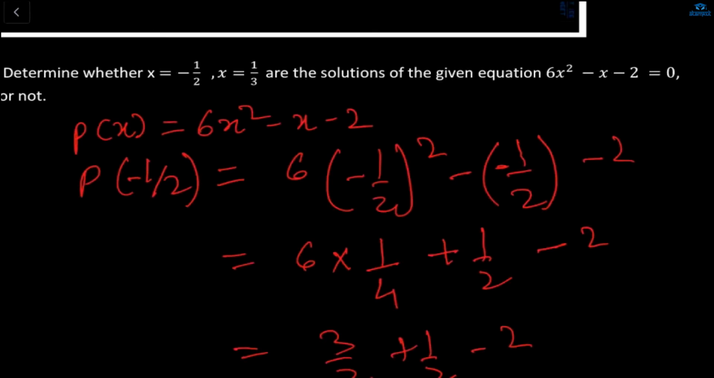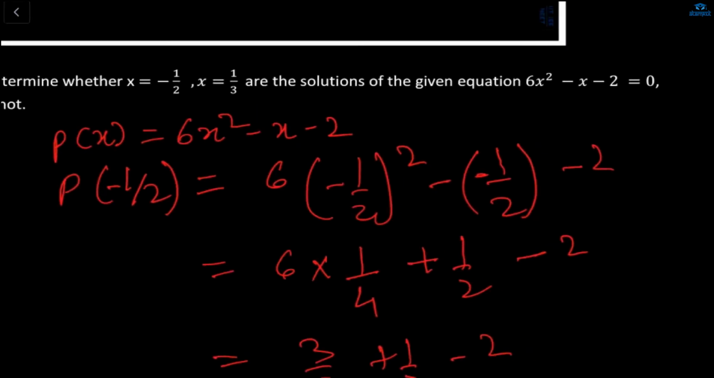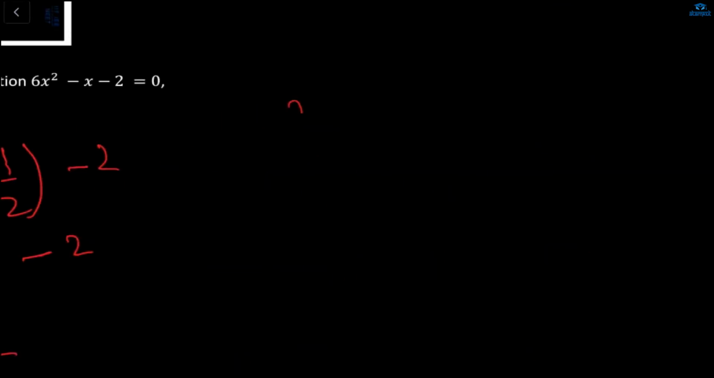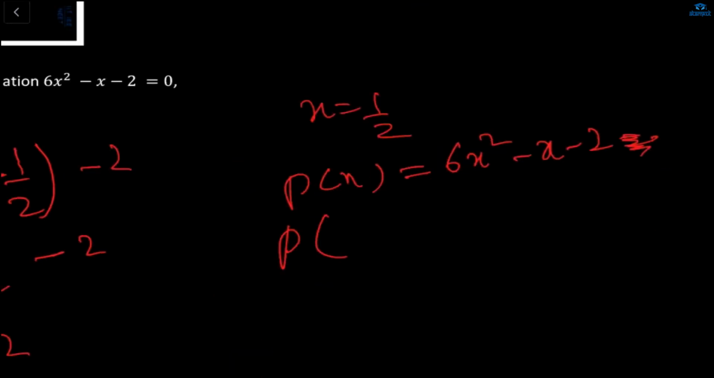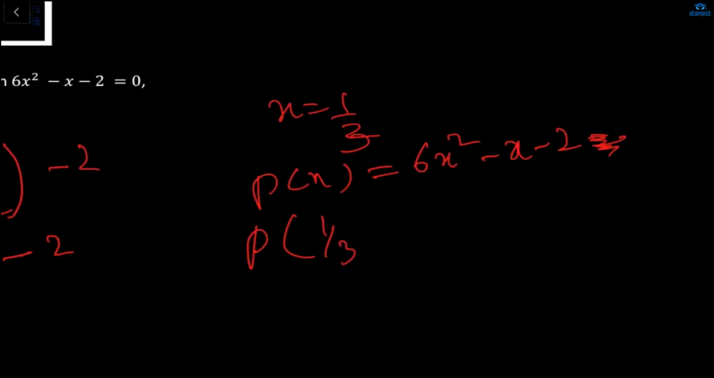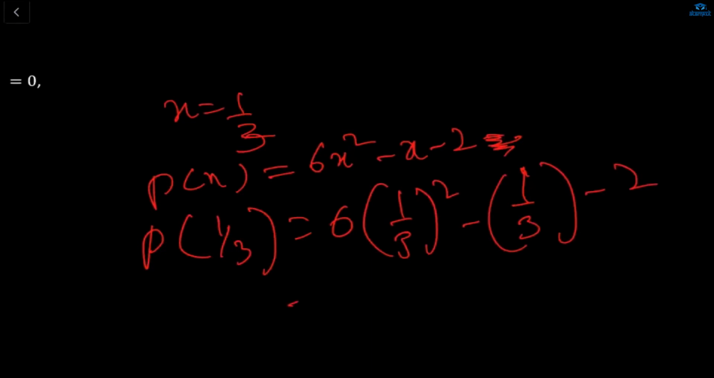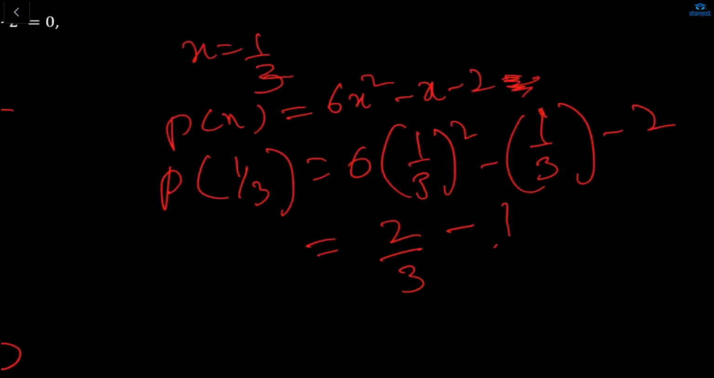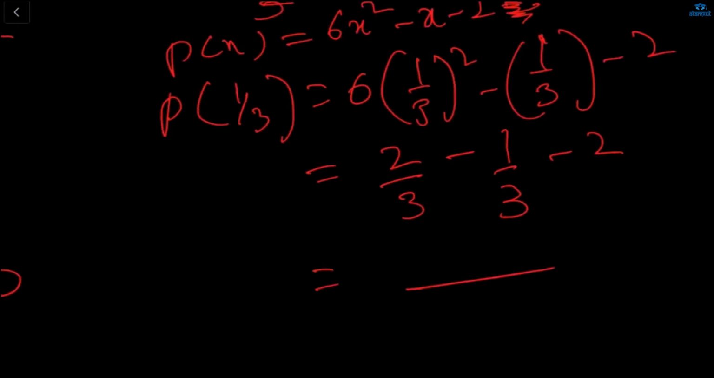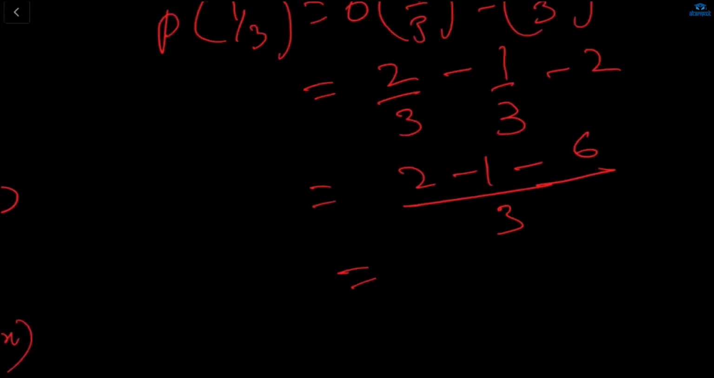Now, similarly, if you are going to check for x is equal to 1 by 3, and p(x) is equal to 6x square minus x minus 2, so we are going to check p of 1 by 3. So 6 into 1 by 3 square minus 1 by 3 minus 2. So it will be 2 by 3 minus 1 by 3 minus 2. We are going to take the LCM as 3.